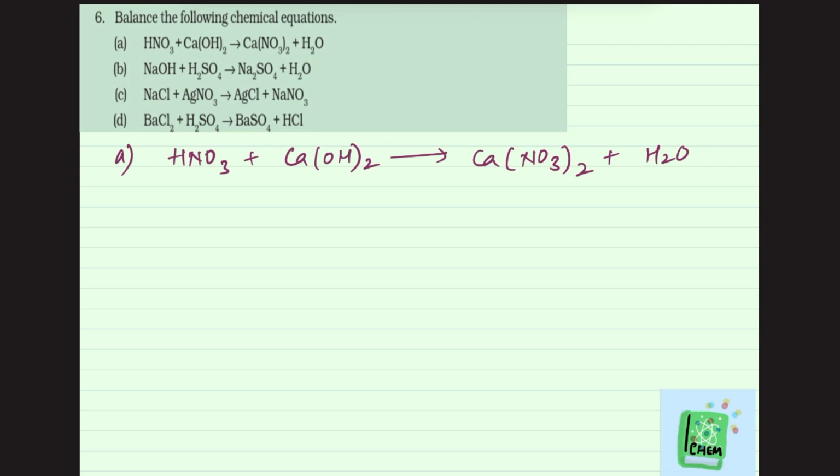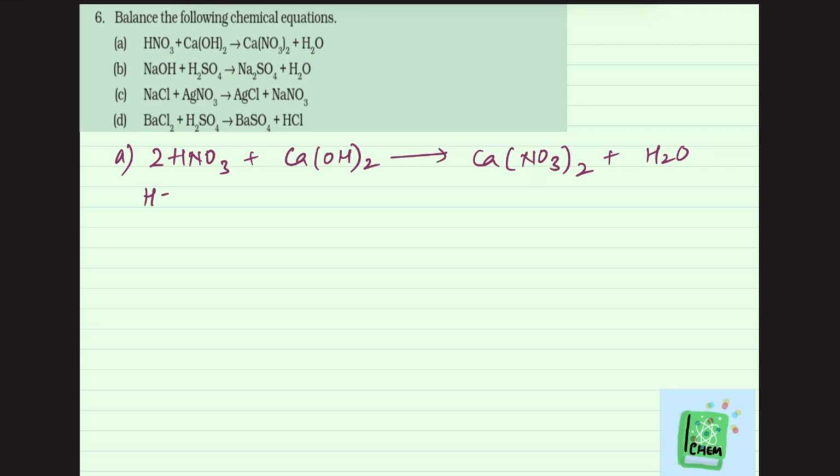Now on both the reactant and product side nitrate ion is present, but on the reactant side the number of nitrate ions is 1 and on product side it is 2. So here to make the nitrate ion 2 on the reactant side also, multiply HNO3 by 2. So put the coefficient 2. Now nitrate ion on both the sides is 2.